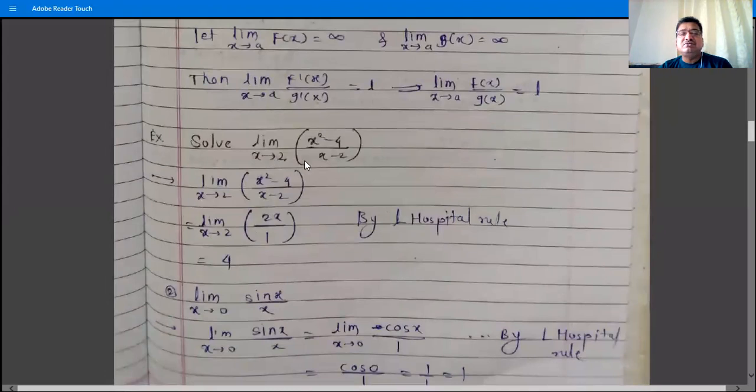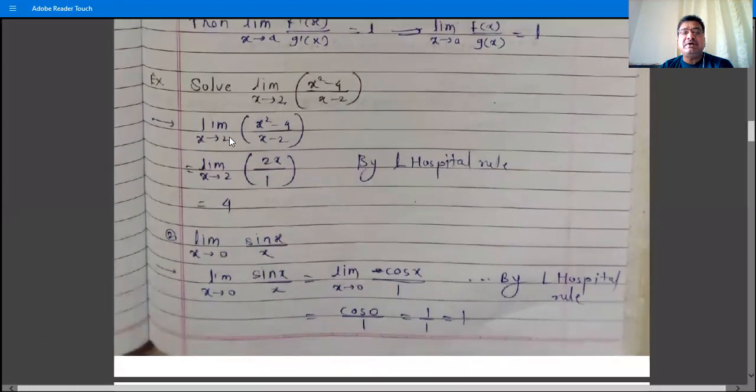Limit as x tends to 2 of x square minus 4 by x minus 2. We have to solve the limit as x tends to 2 of x square minus 4 divided by x minus 2. So if we substitute x as 2 in the numerator and denominator, what do we have? X square is 2 square is 4 minus 4, that is 0, and divided by 0. So we have the answer 0 by 0. So we can apply L'Hospital's rule.